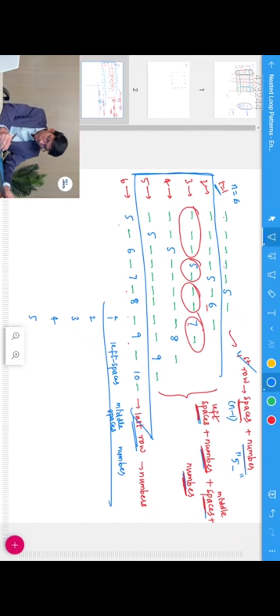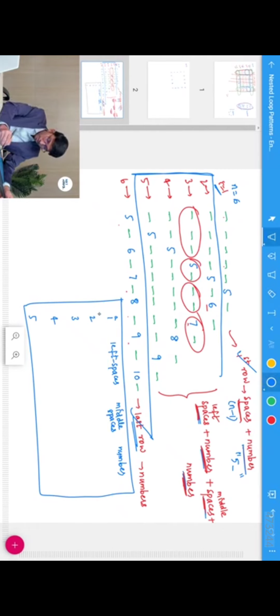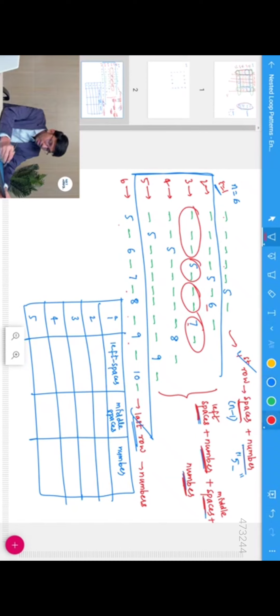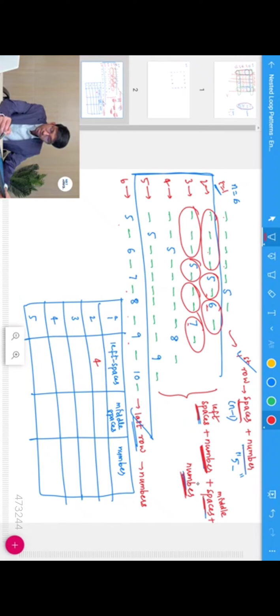Okay, let's do it. So for I equal to 2, what happens? Let's see. For I equal to 3, I equal to 4, I equal to 5. For I equal to 2, how many left spaces are there? Left spaces are 1, 2, 3, 4. 4 left spaces are there. How many middle spaces are there? There is a number, so no middle spaces between both the numbers. Ideally, between this number and this number, there will be some middle spaces. For I equal to 2, there are no middle spaces. So middle space is 0. Okay, what is the number?